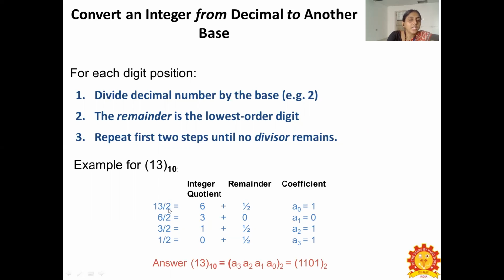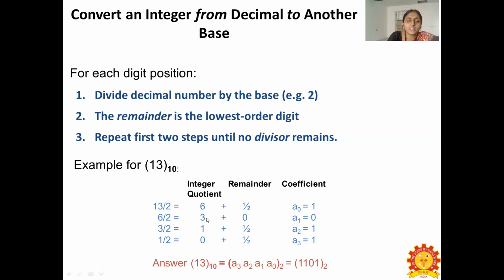So when you divide 13 by 2, we get 6 as the quotient. So here the remainder is 0.5, right? Half. So that has been stored here. And again, the quotient value is taken here and we divide 6 by 2. So when we divide here, we get 3 as the quotient and remainder as 0. So here the A1 value is 0. If you have the remainder, we represent the coefficient value as 1. If the remainder is 0, we reflect the coefficient value as 0.